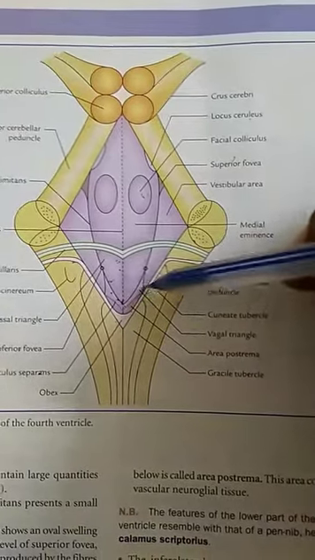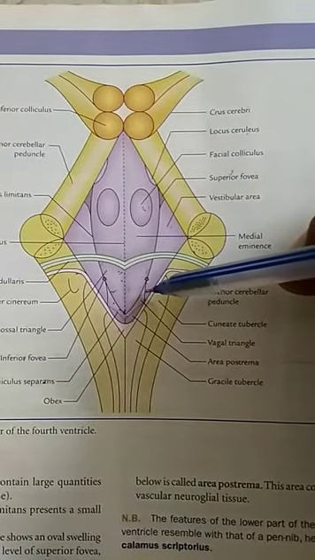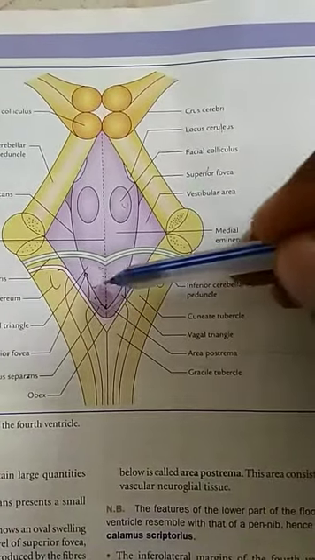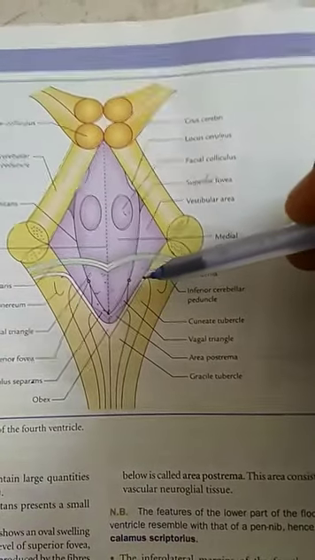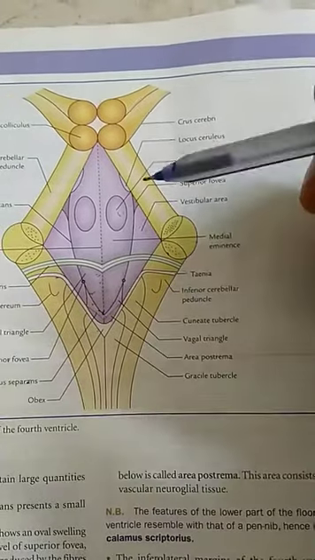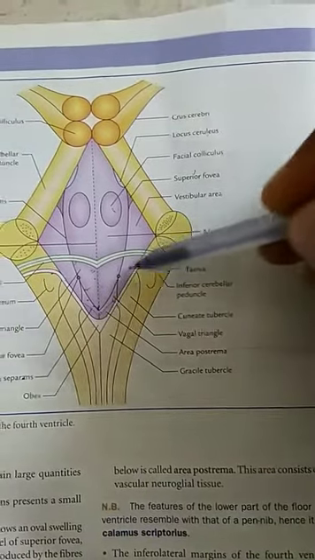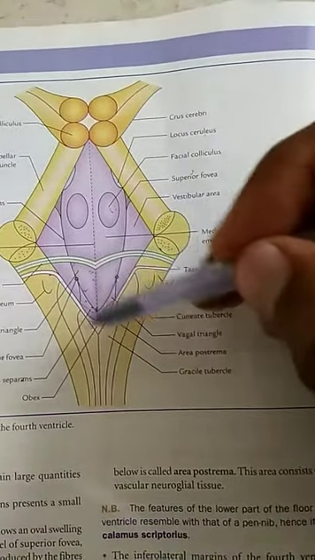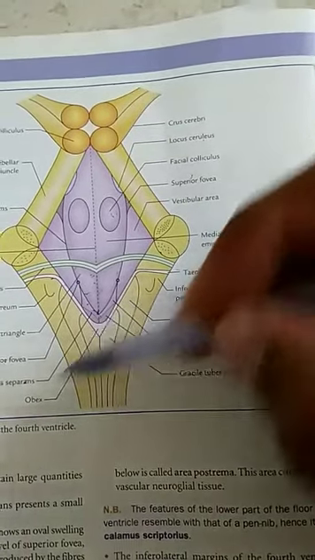If you see this zone very carefully, the features at the lower part of the floor of the fourth ventricle resemble a pen nib. That's why they are also called the calamus scriptorius. The inferolateral margin of the fourth ventricle is marked by a narrow white ridge. This narrow white ridge is called the taenia. Both the taeniae meet at the inferior angle of the ventricle to form a small fold, which is known as the obex.